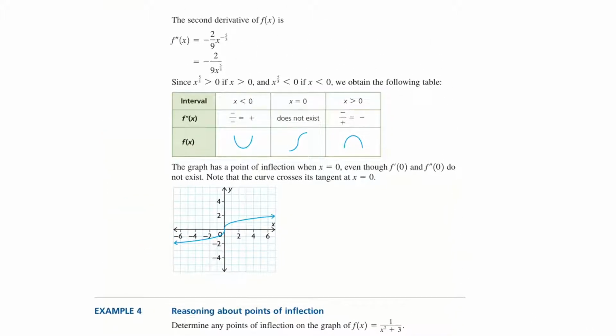Second derivative is negative 2 over 9 times x to the power of 5/3. Before 0 positive, after 0 negative. Therefore (0, 0) is a point of inflection. Before 0 the function is increasing concave up, after 0 increasing concave down. At (0, 0) we have a vertical tangent line. So this is the graph of the function.